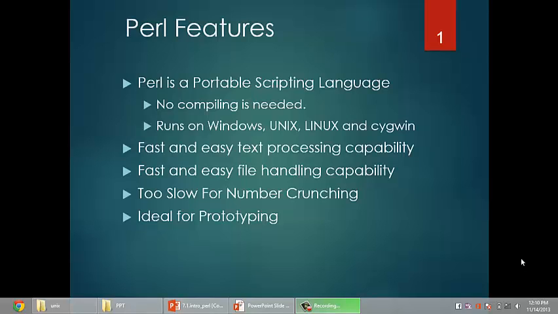The best thing about Perl is its fast and easy text processing capability, and it also has easy file handling capability. The drawback of Perl is that it is too slow for number crunching and it can't take a lot of numbers. The best part of Perl is that it is ideal for prototyping, which is very important.